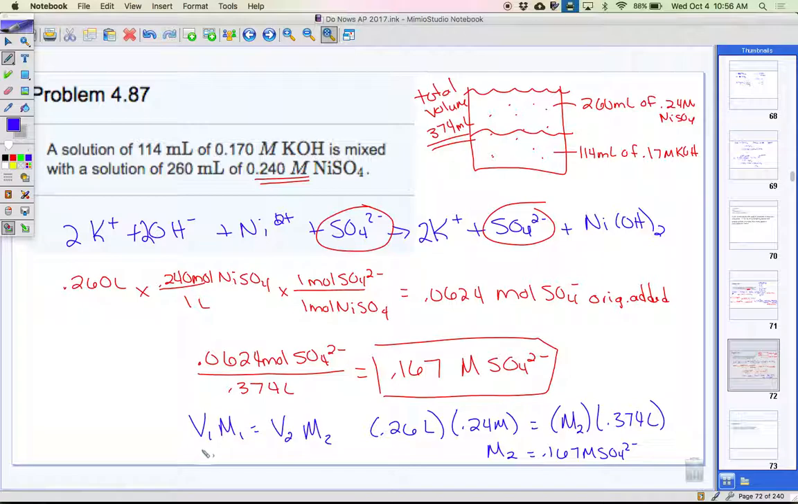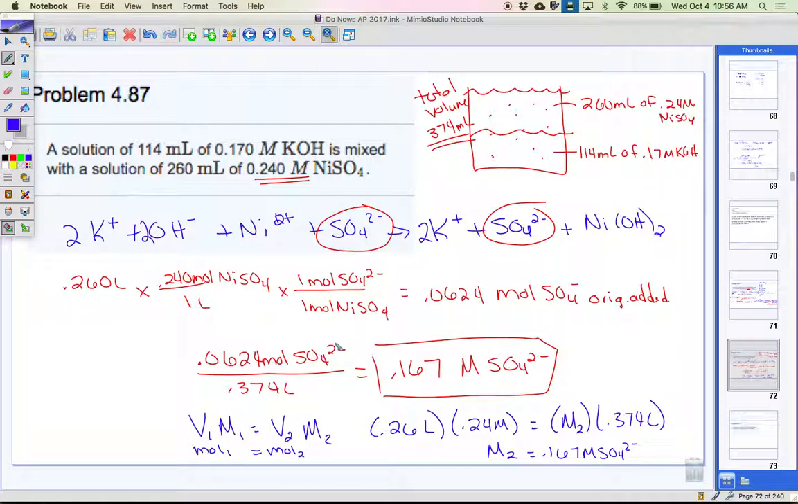Because what this says is that moles at the beginning equal moles at the end. And that's what we did, right? The moles of the sulfate didn't change. The molarity changed, but the moles did not. It changed because there was more solution. Right, because there's more solution, exactly. So the concentration changed, but the moles did not change.